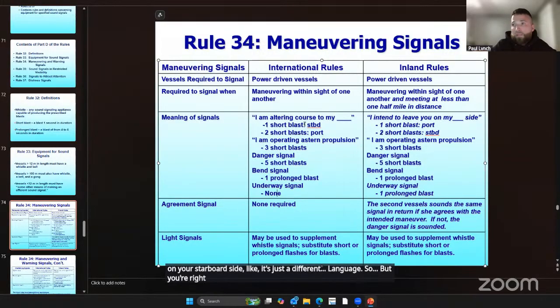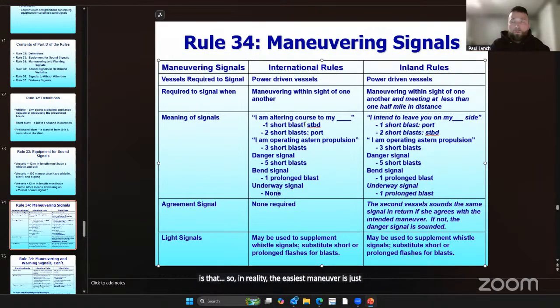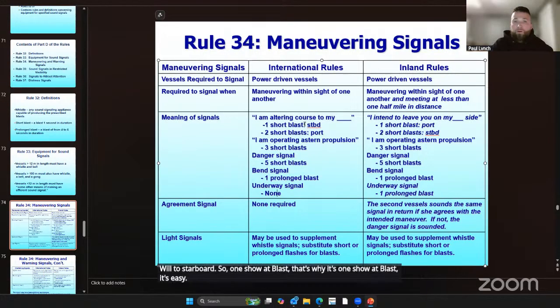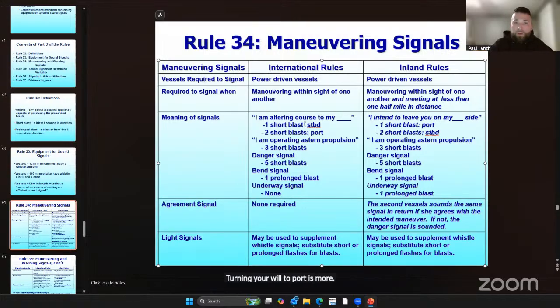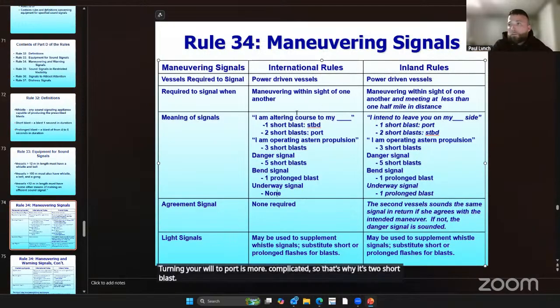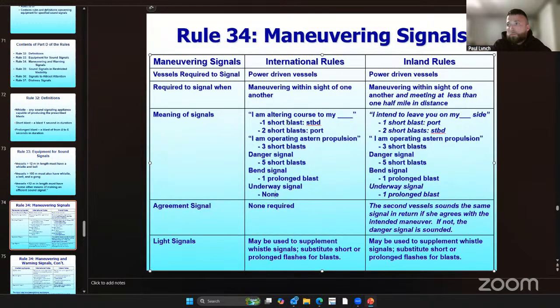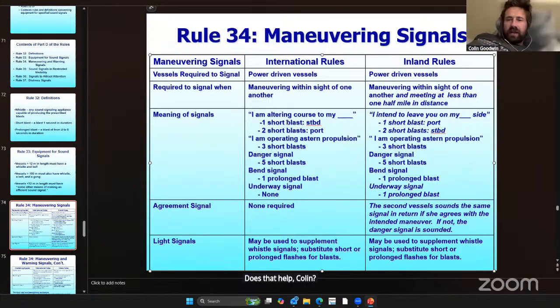But you're right. In reality the easiest maneuver is just turning your wheel to starboard. So that's why it's one short blast. It's easy. Turning your wheel to port is more complicated. So that's why it's two short blasts. Does that help, Colin? Yeah, I'll try to understand it a little bit, but I get what Lori's saying.